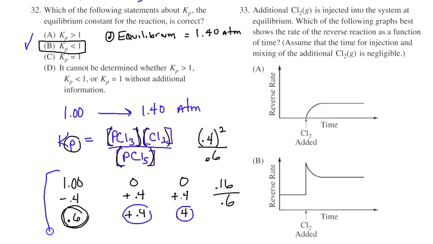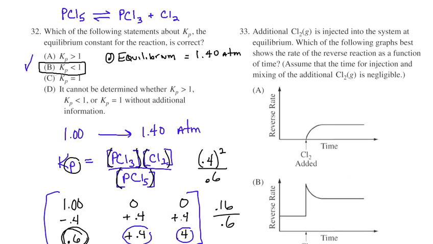And you don't have to. You can see that clearly 1 to 1.4, you still have a lot of reactants, but it's not as far apart as you may think. Okay, so next question, number 33.